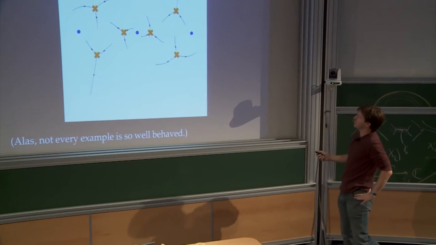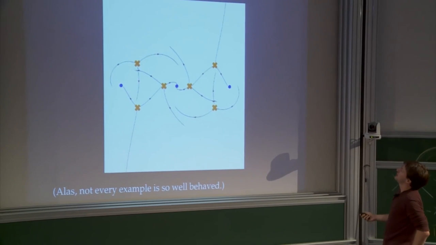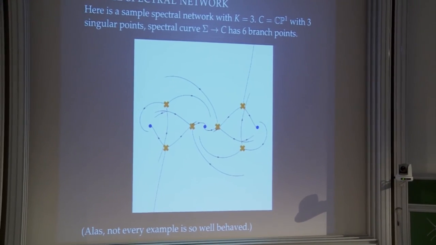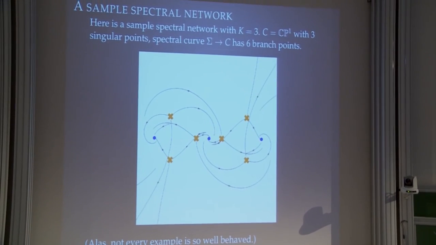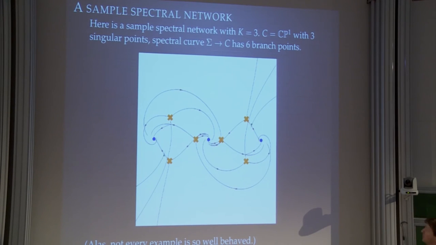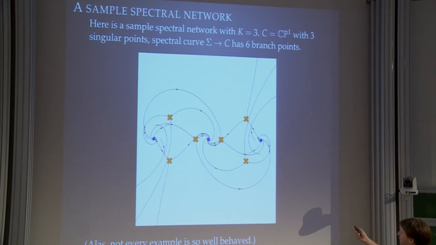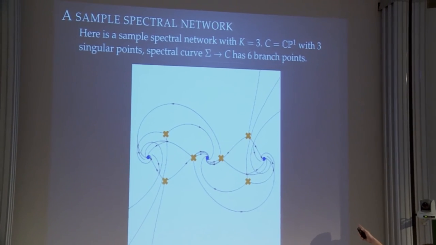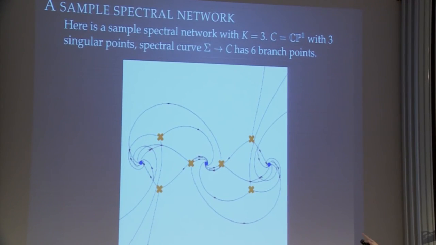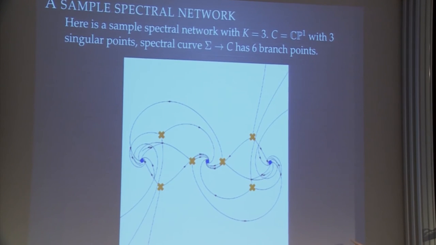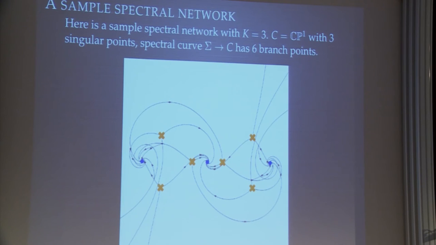And now, here's an example of what this procedure might look like. Here I took the case of just a threefold cover. So this is a Higgs field on a rank three bundle. And I took the curve to be, again, the only thing I can really plot, CP1. So here it's stereographic coordinates, and we put all the singularities. So it's a Higgs field with singularities, and the singularities are at those three blue dots. And I chose it so that the covering has a total of six branch points. Those are the six X's that you see here.